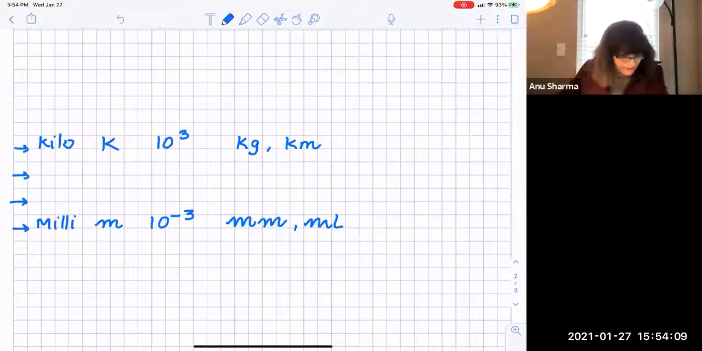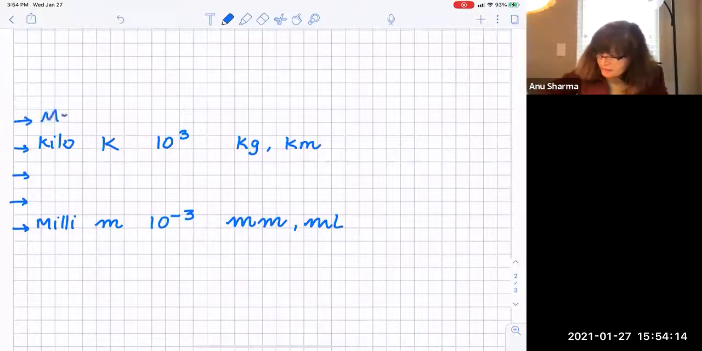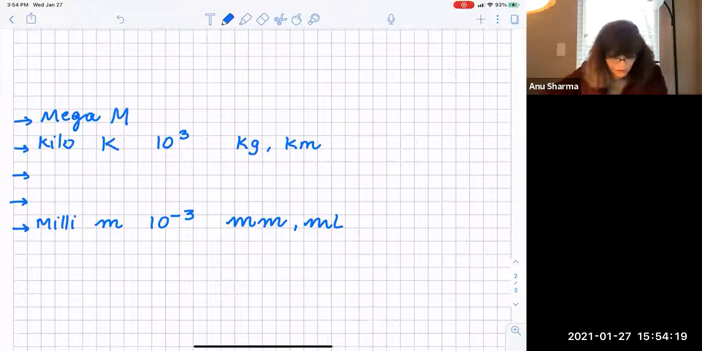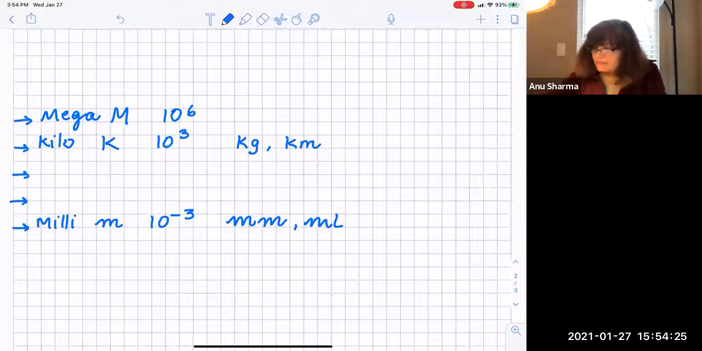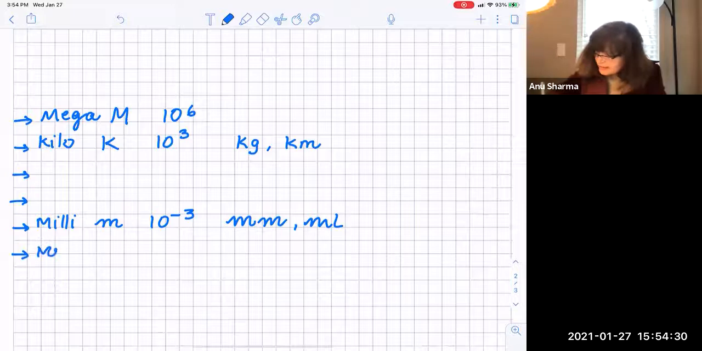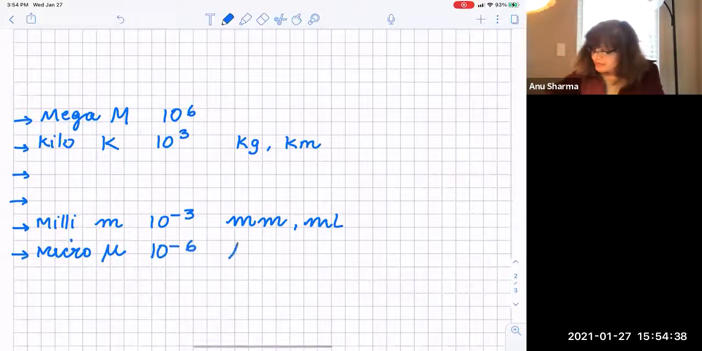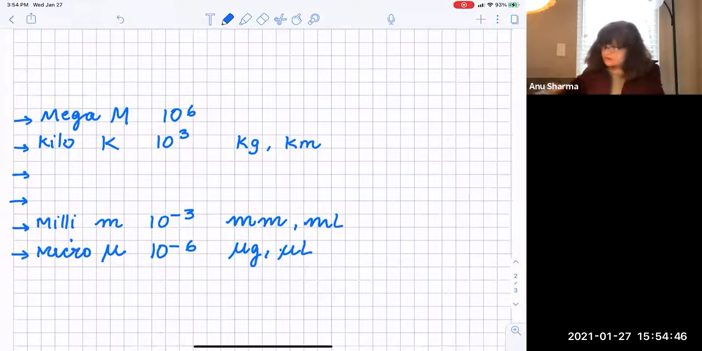Okay, next, for example, you have mega. We're just looking at the big ones now. Mega is capital M, and M stands for 10 to the power 6. Like mega millions. And the opposite of mega is micro, represented with the micro symbol, and this is 10 to the power minus 6. So this is like micrograms, microliters, a really small amount, like little drops.